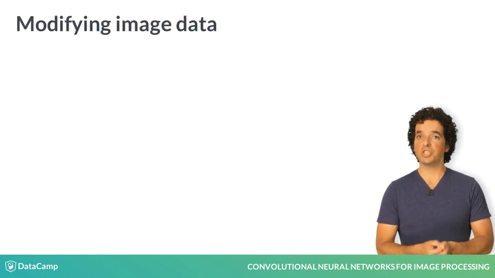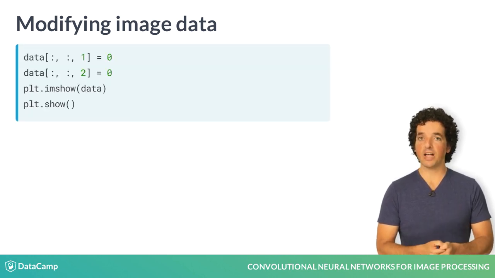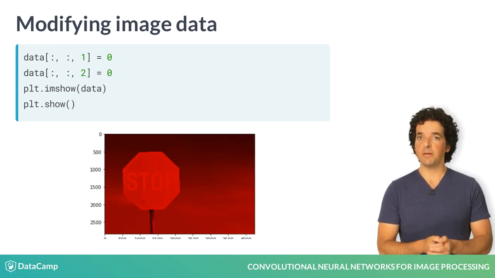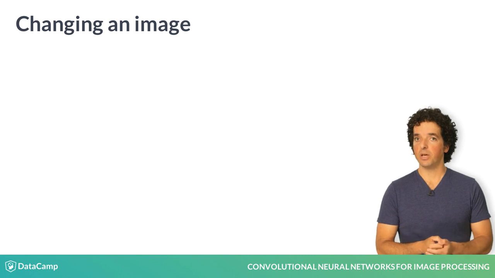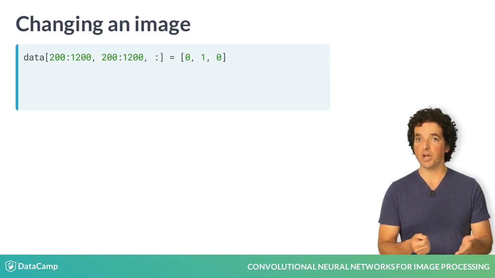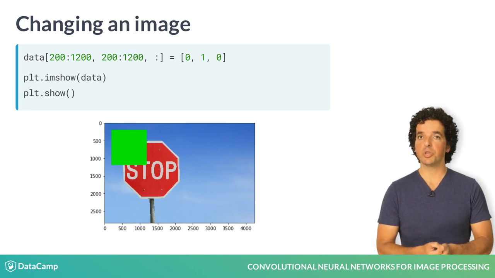We can also change the image by changing the array data. For example, here we set the green and blue values of the pixels to 0. The result is an image that contains only the information in the red channel. Alternatively, we could set all the pixels within some part of the image to have no red and no blue, but full intensity in the green channel. This results in an image with a green square in it.